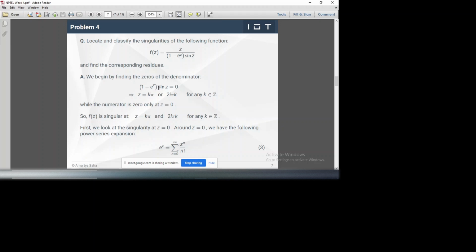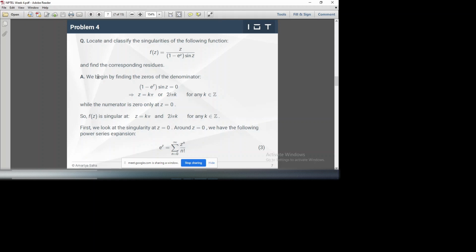And what about the other factor? The other one is 1 minus e to the power z. So e to the power z minus 1 is 0 when z is equal to 2 pi i k. That is why the denominator has an infinite number of zeros, one for each one of these k. So these are the zeros of the denominator.